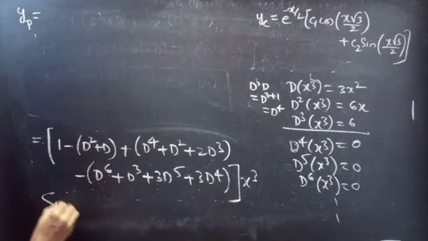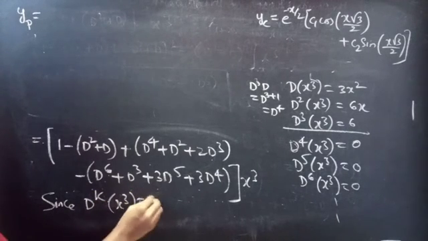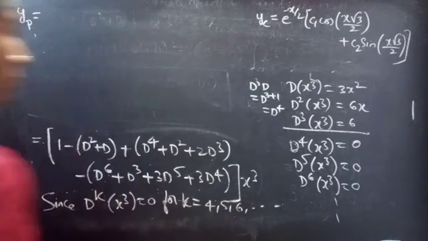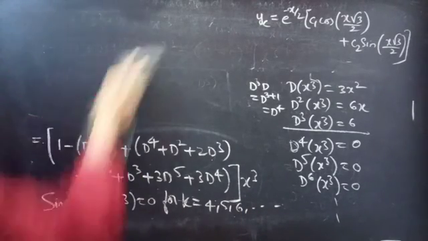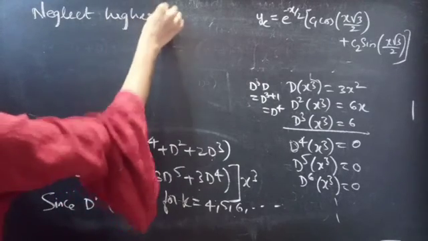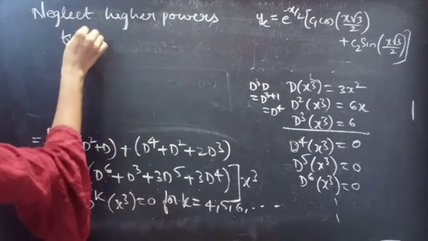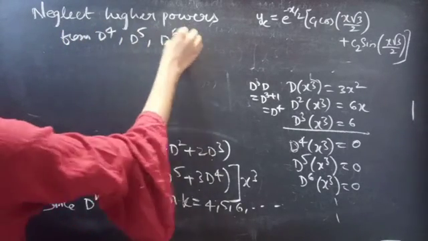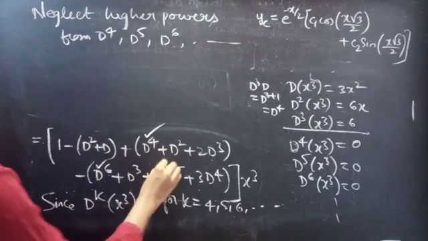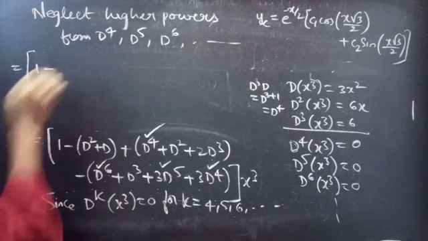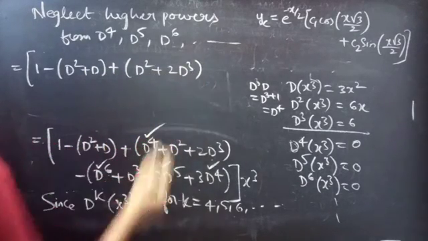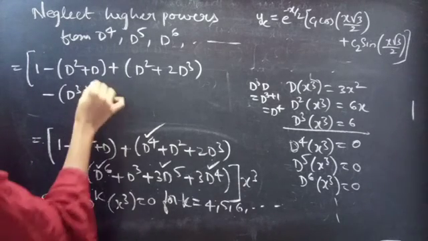Since we know that Dᵏ of x³ is 0 for k = 4, 5, 6 and so on, neglect higher powers from D⁴, D⁵, D⁶ and so on. So we are going to neglect D⁴, D⁶, D⁵, D⁴. This becomes 1 − (D² + D² + 2D³ − D³) into x³.